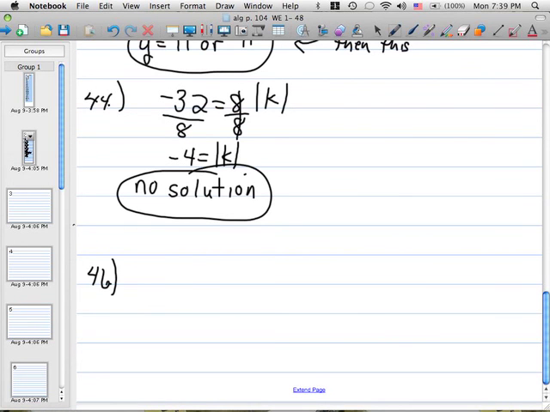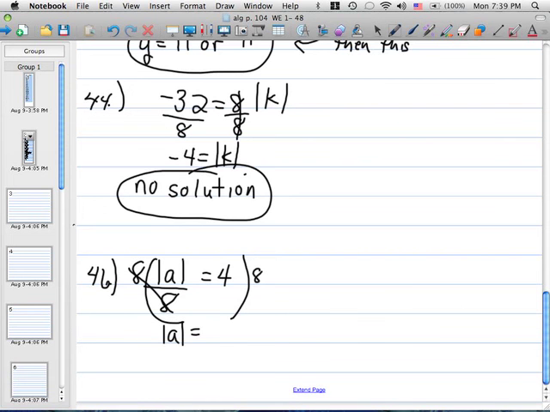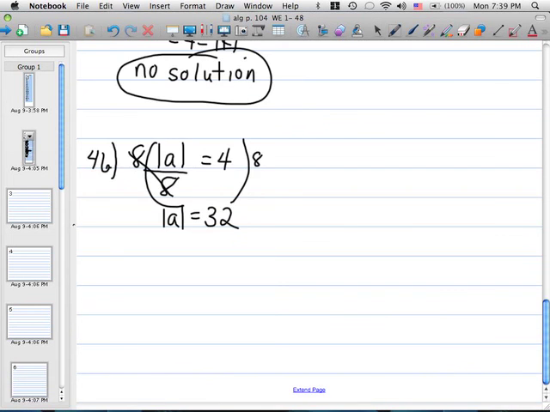Skip a line. 46, we have the absolute value of a over 8 equals 4. We're dividing by 8, so we're going to multiply both sides by 8. The 8's cancel. We get the absolute value of a equals 32. And from that line, we can go to the next. A could equal 32, or it could equal negative 32. Either one would give you an absolute value of 32.